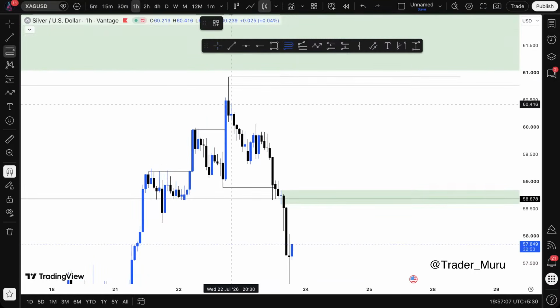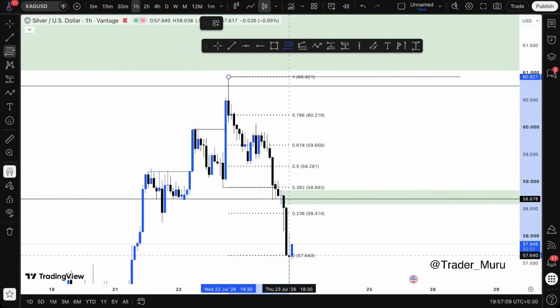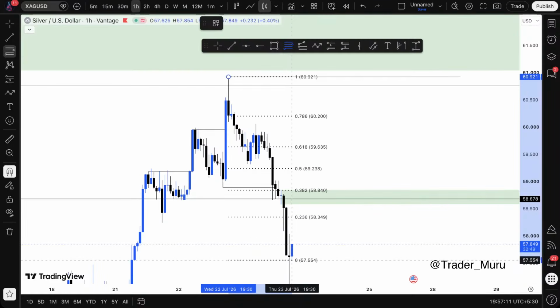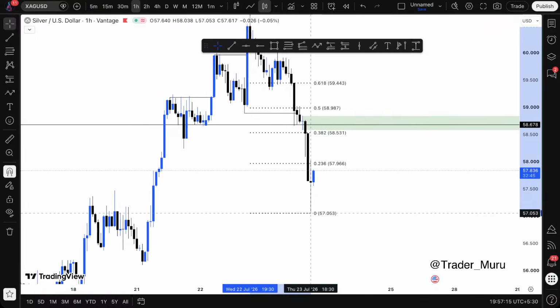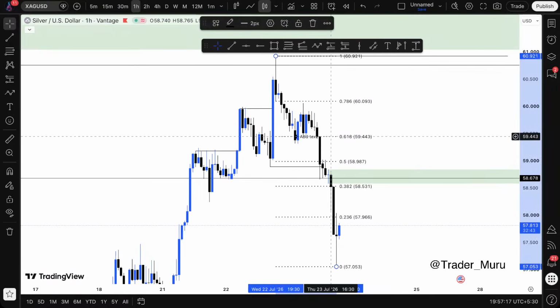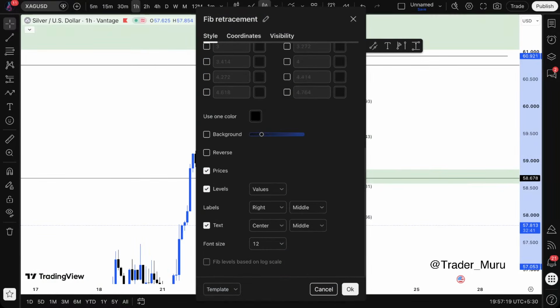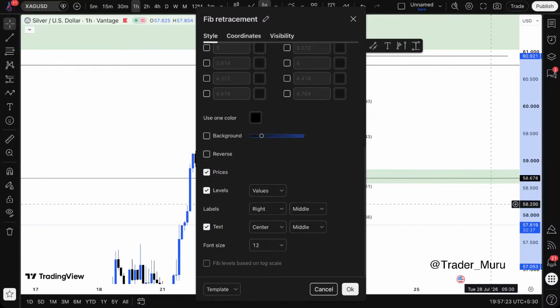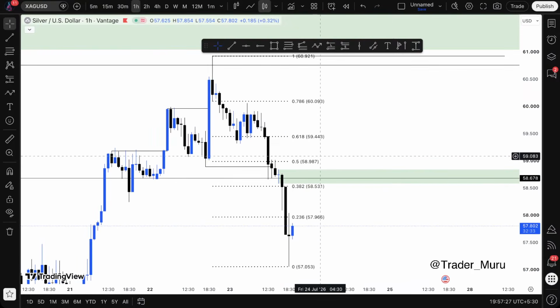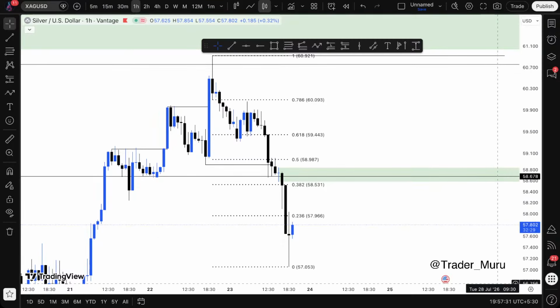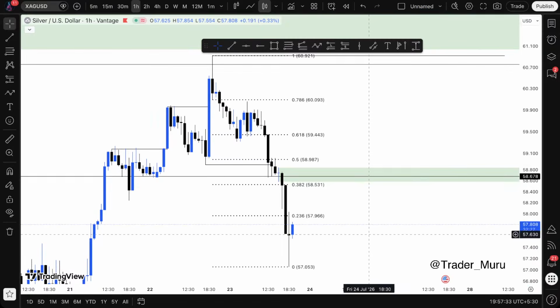Fib, maybe it will be somewhere near 38 to 50. Why is it logarithmic? Okay, logarithm is not on.